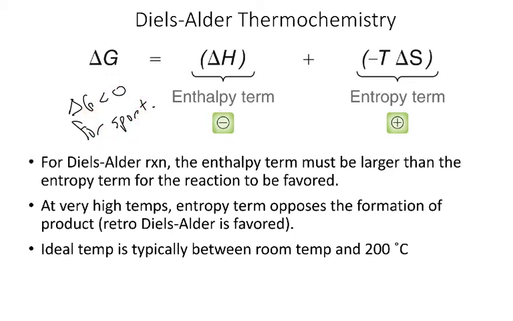On the other hand, at very high temperatures, we can make T as big as we want, make it infinity if we want. That means the entropy term is going to dominate, and because the entropy term is positive, delta G is going to be positive. So the reaction will be spontaneous at low temperatures where the enthalpy term dominates, meaning it's product favored. At high temperatures, the entropy term dominates, so delta G is positive, it's not spontaneous, and the reactants are favored.